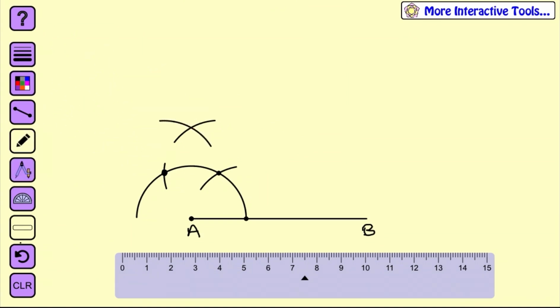So you should then end up with something that looks like this. And the intersection between those two arcs and point A will then form your 90-degree angle. Simply draw a straight line going through these 2 points, and there you have a 90-degree angle.